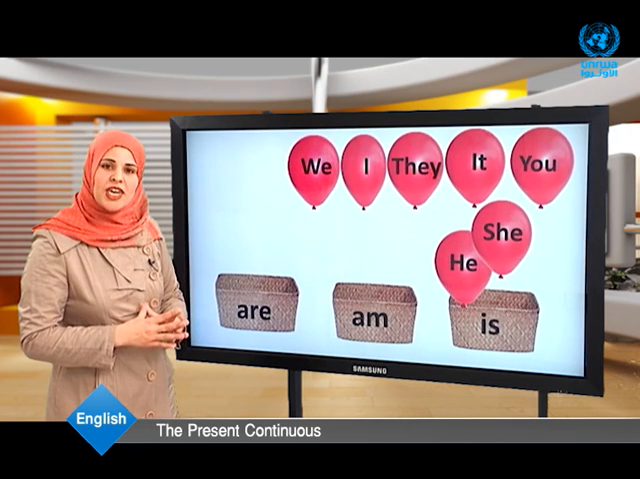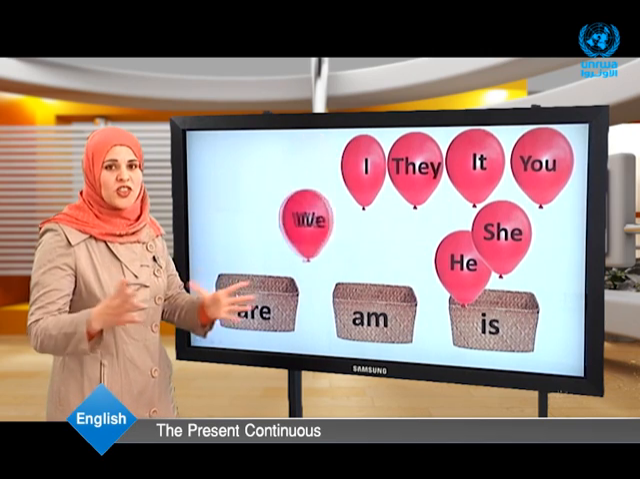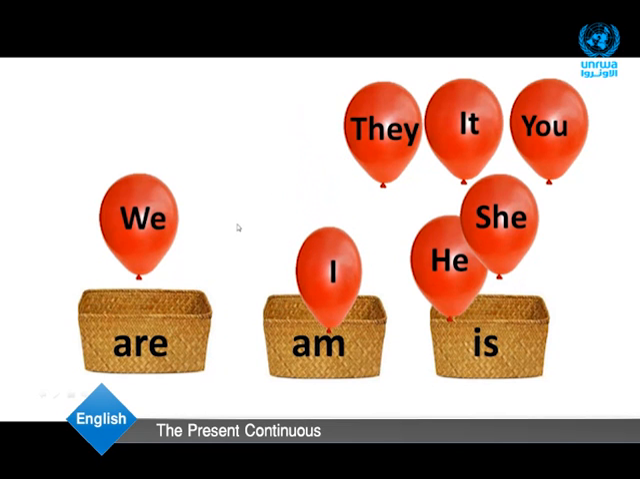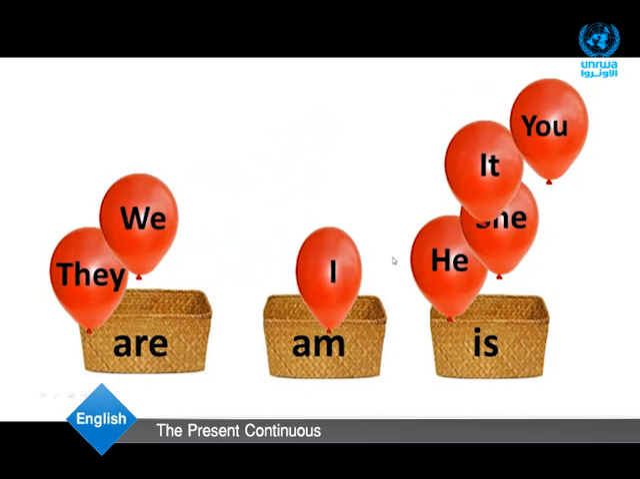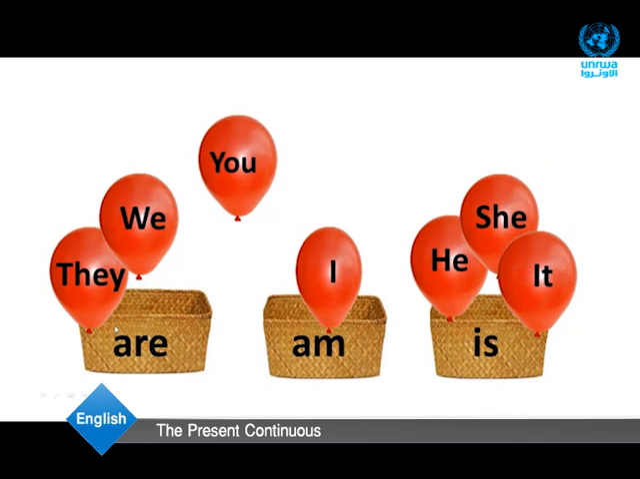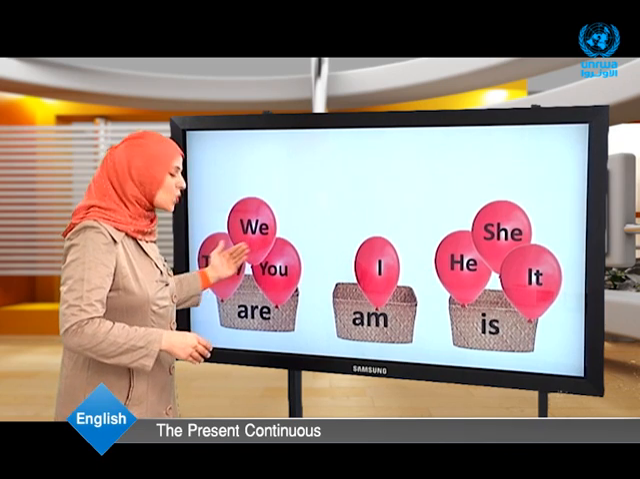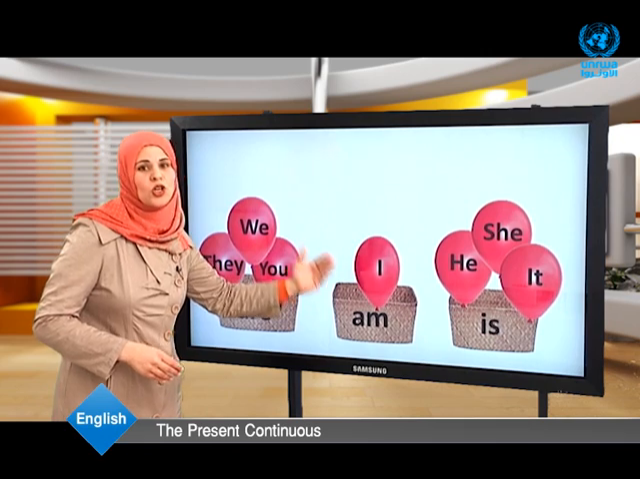Let us talk about we. Very good, you are. We goes with are. I am. They are. What about it? It is. You with are. So, let's read them once again. We, they, you with are. I with am. He, she, and it with is.